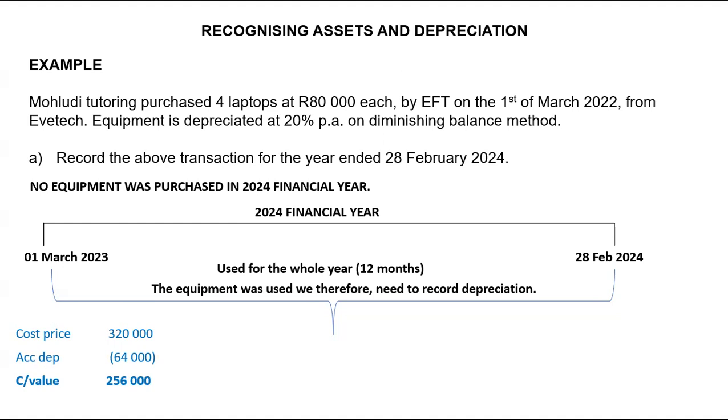Whether we are depreciating using carrying value or diminishing balance or using the cost method, we always have to calculate carrying value at the beginning of the year. Because here we are depreciating using the diminishing balance method, we will take the carrying value at the beginning of the year, which is 256,000, times it by 20%, times it by 12 over 12. It'll give us depreciation for the current year, which is 51,200.